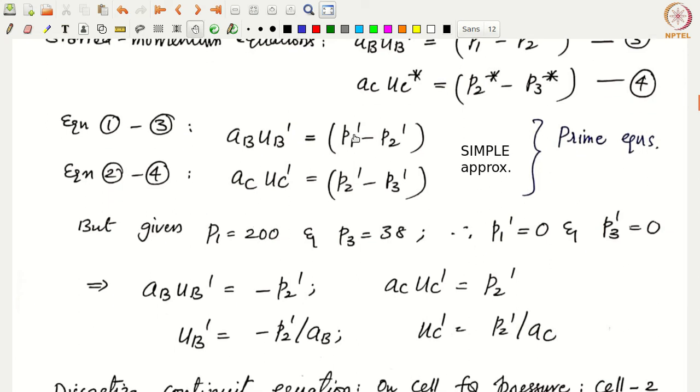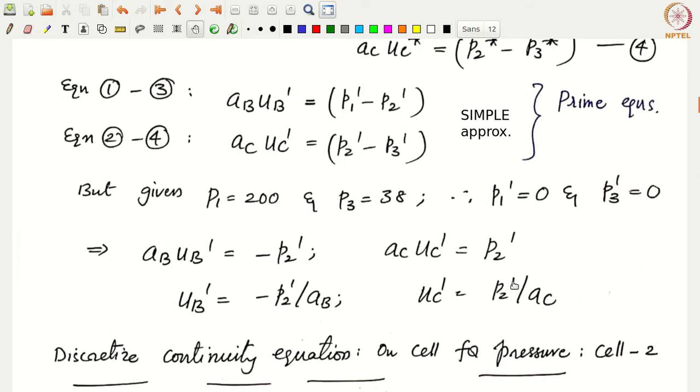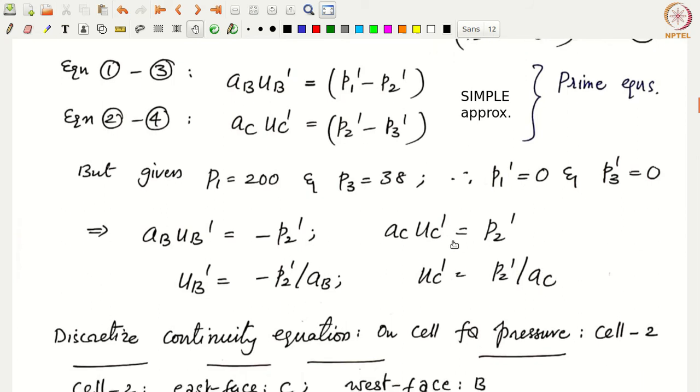That means if we substitute here, P1 prime is 0 and P3 prime is 0. So the equation we get is AB UB prime equals minus P2 prime. Then we can write UB prime as minus P2 prime by AB. Similarly, AC UC prime equals P2 prime, right? Because minus P3 prime is 0. Then UC prime equals P2 prime upon AC. Okay. So these are basically your velocity corrections in terms of pressure corrections, right?